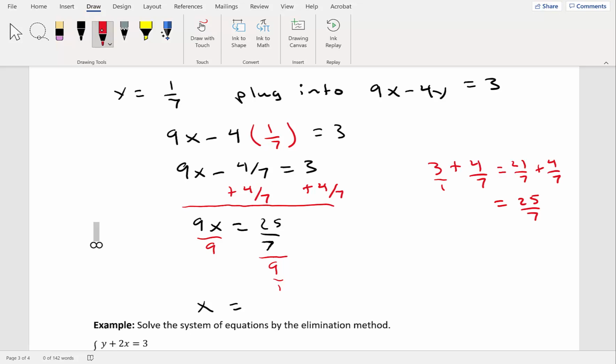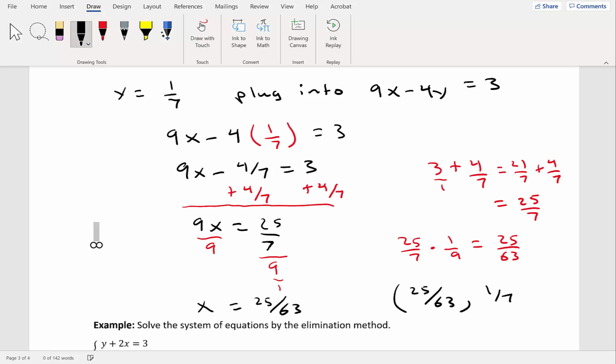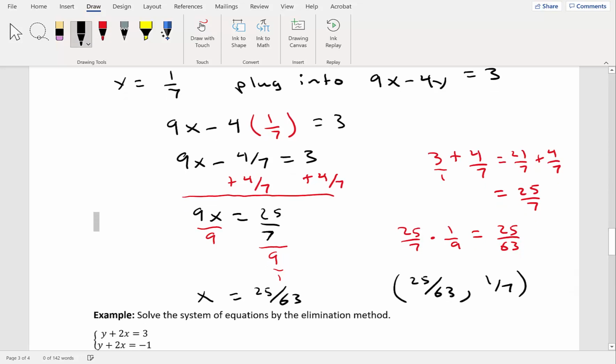So what we have to do in this case, let's do some side work. You keep the first fraction the same, change division to multiplication, and then you flip the second fraction. So this gives us 25 over 63. So we have x is equal to 25 over 63, and now we have our x and our y. So we have 25 over 63, comma, 1 over 7. And now we have our solution.